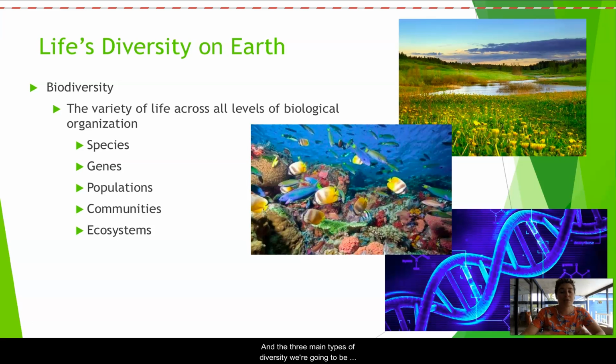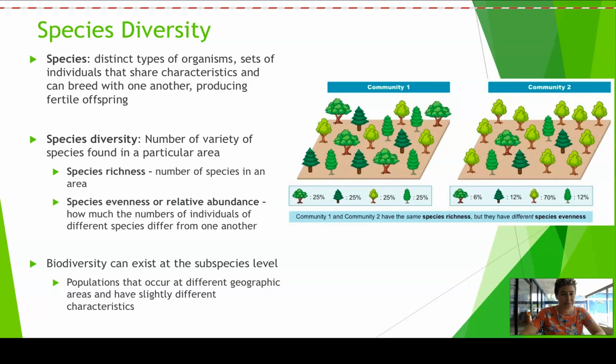And the 3 main types of biodiversity we're going to be talking about today are species diversity, ecosystem diversity, and genetic diversity. So let's start with species diversity. Species are distinct types of organisms or sets of individuals that all share the same characteristics, and also, for the most part anyway, can breed with one another and produce fertile offspring. There is some debate about whether species actually exist, but generally they're well accepted in the biological community. Species diversity, then, is the number and variety of species found in a particular area.